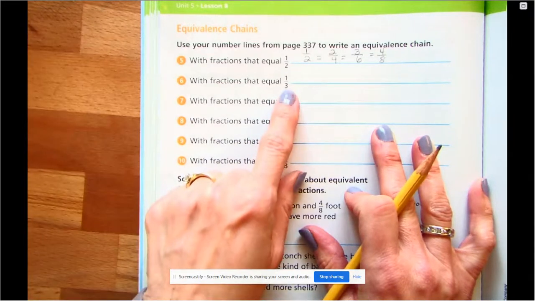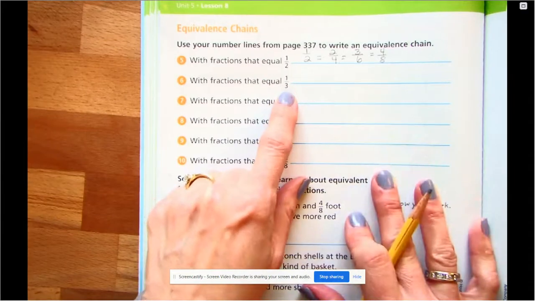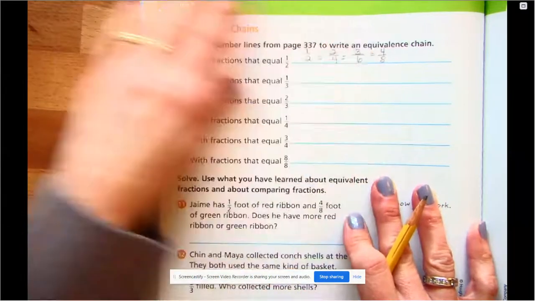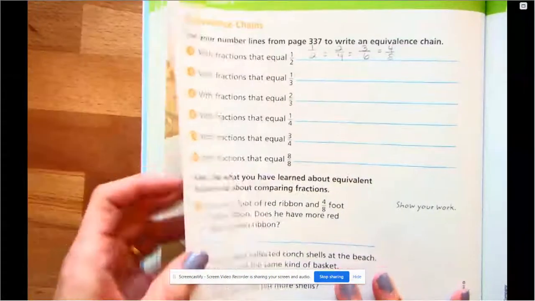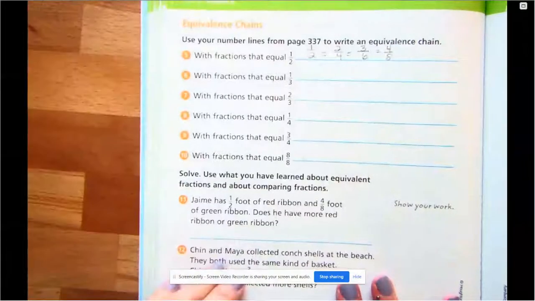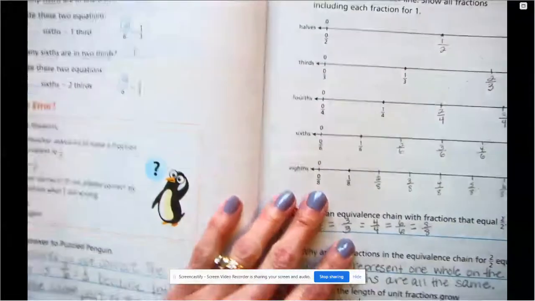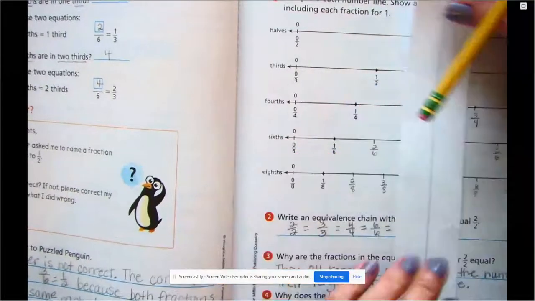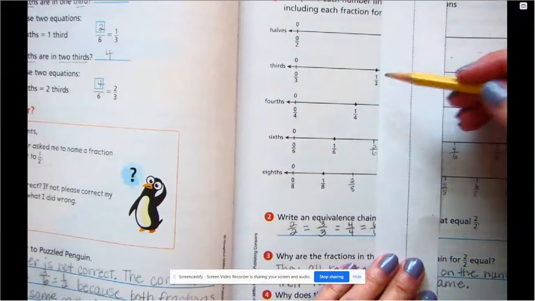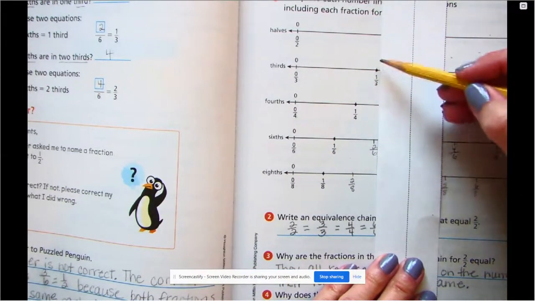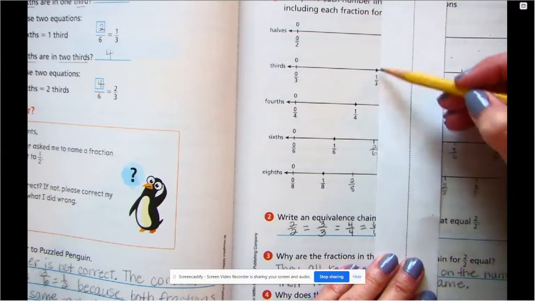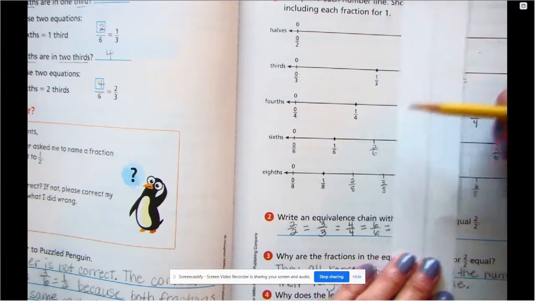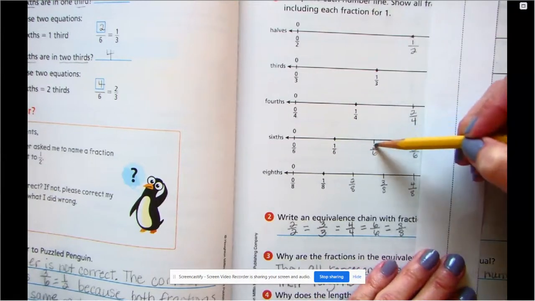How about fractions that are equal to 1/3? Okay, you can leave your page here, but just look at mine as I flip it back. Put my sticky note out there. 1/3. So I'm going to look on my number line. I'm going to find 1/3. There it is. And I'm going to see what fractions are the same. What takes up the same amount of a number line? The only one I see is 2/6, right?